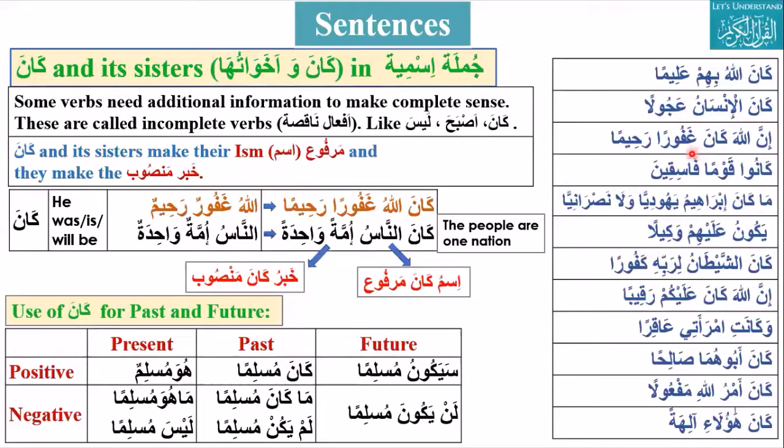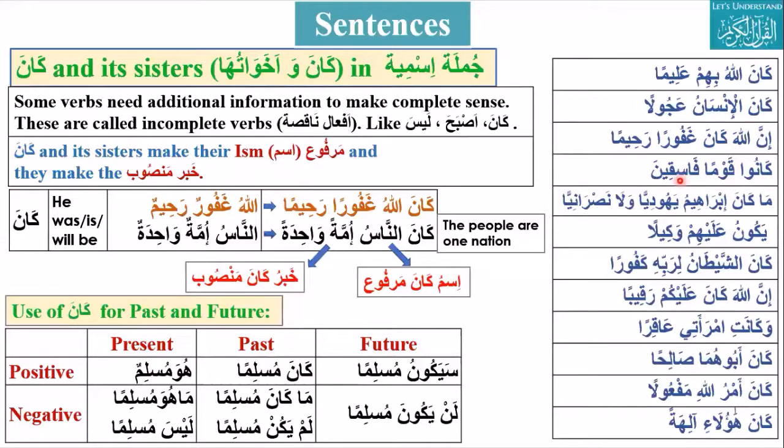Inna Allah kana ghafura rahima. Inna means what? Indeed. Allah. Kana, He is, he is always, or he was. But literally kana means he was. Ghafuran, the most forgiving, rahiman, the always all merciful. Can you combine? Indeed, Allah is always all forgiving, the most merciful. Indeed, Allah is always extremely forgiving, always all merciful.